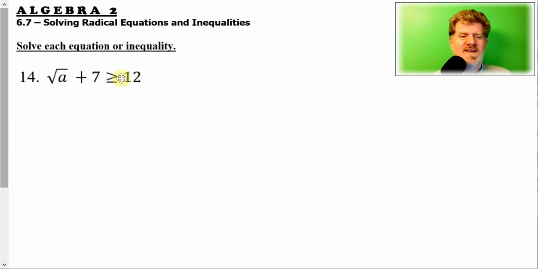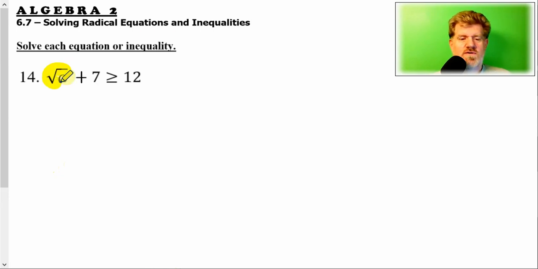Solving inequalities. Now inequalities with radicals are really no different than solving them with linears. Same rules apply. If you divide or multiply by a negative, you have to flip the sign. And it pretty much goes like normal, with one, not exception, but one additional condition.